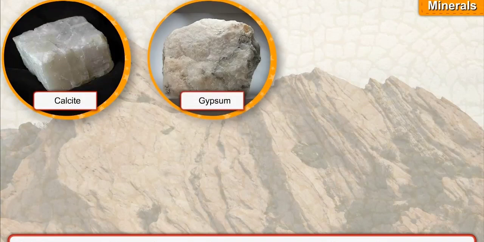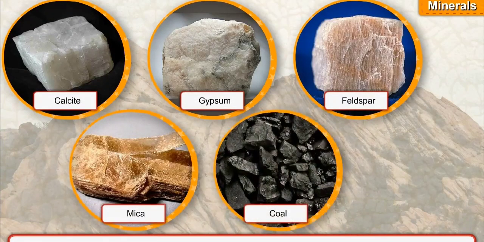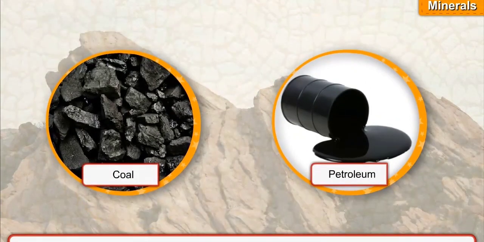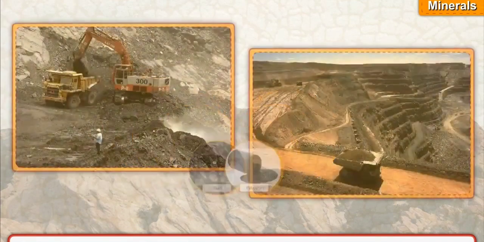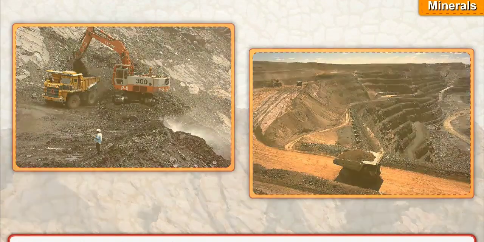Calcite, gypsum, feldspar, mica, coal, and petroleum are non-metallic minerals. Coal and petroleum are valuable natural resources. They are dug out of the earth from mines and wells. Let us read about coal and petroleum.